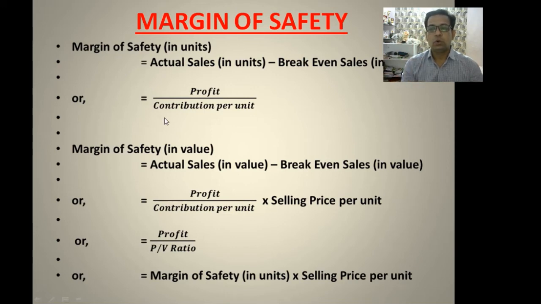If you remember, I told you that if I want the answer in rupees, I divide by PV ratio. And if I want the answer in units, I divide it by contribution per unit. That's applicable everywhere, even here. It says margin of safety in units is profit by contribution per unit, or margin of safety in value is profit by PV ratio. Simple. We just need to remember answer in units divide by contribution, answer in rupees divide by PV ratio, or margin of safety in units into selling price per unit. That's standard, common sense. All right.